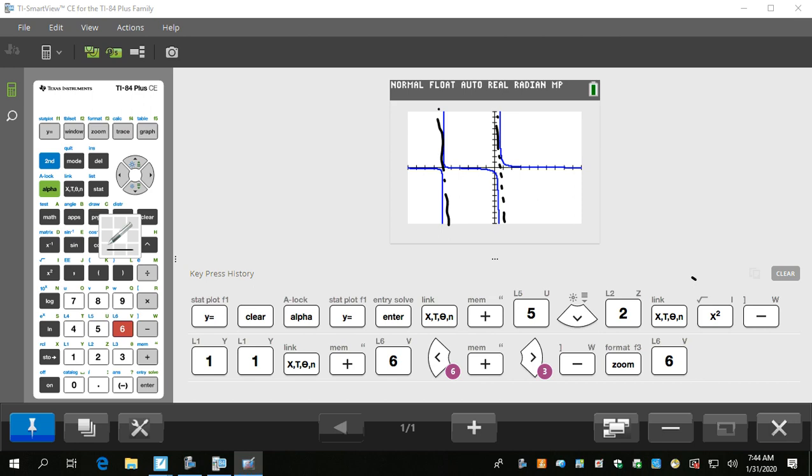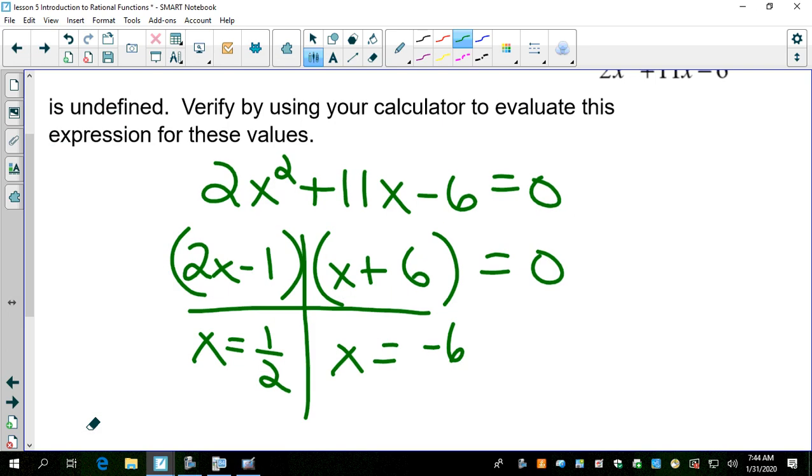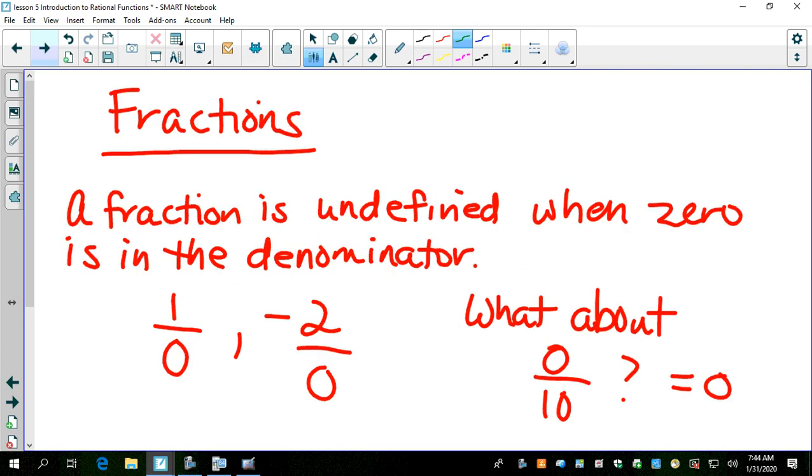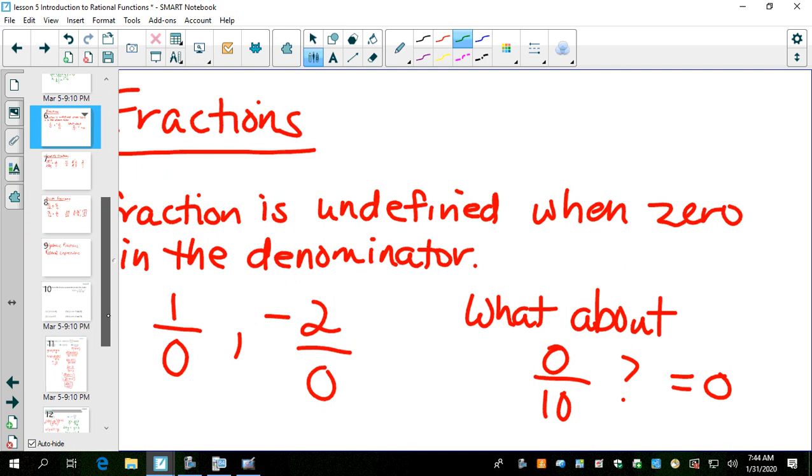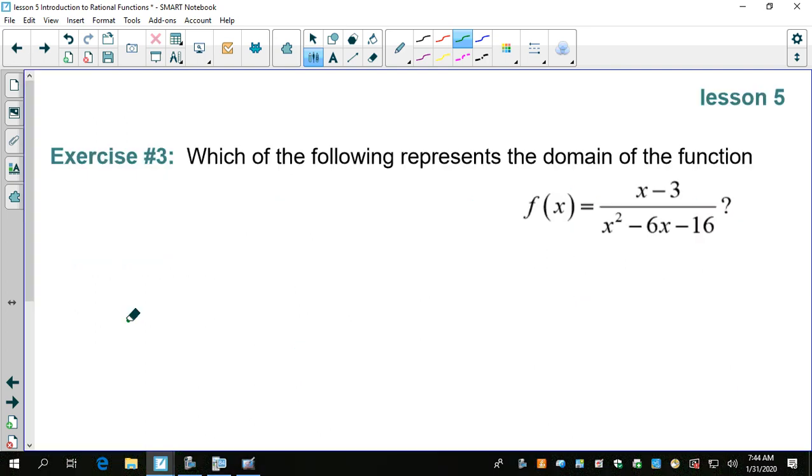So whenever you have these rational expressions, you're going to create these breaks in the graph. And why? Because you can't have 0 in the denominator. So let's do another one. Where's the next example? This one. Okay. Which of the following represents the domain of a function? Okay, so now this is a good question too, but it's asking it slightly different.